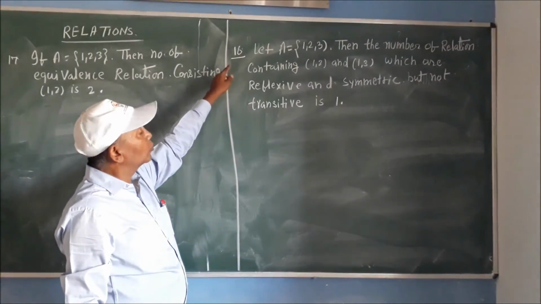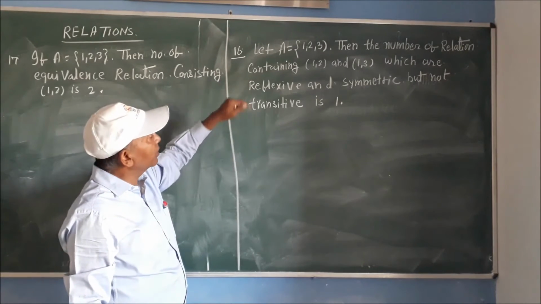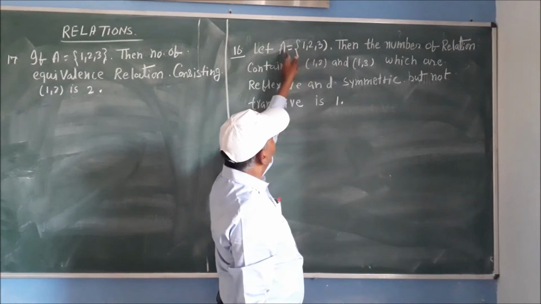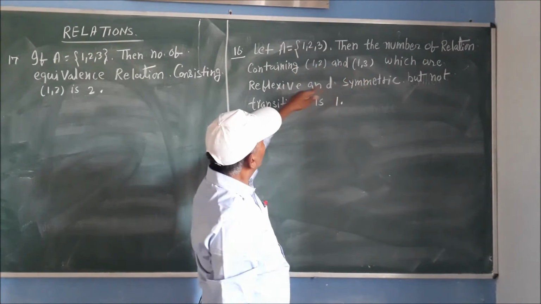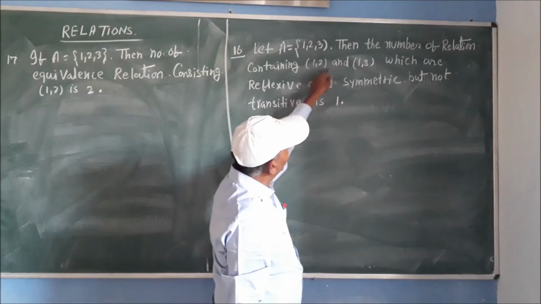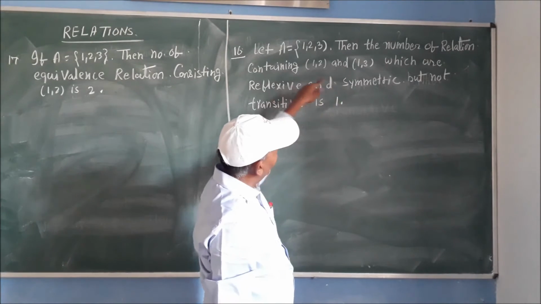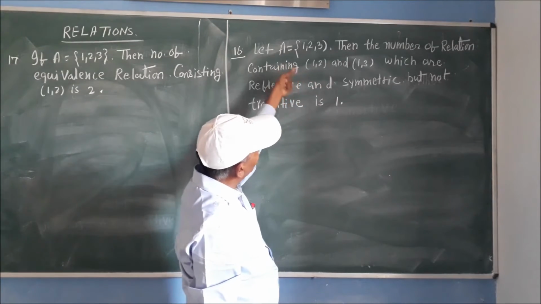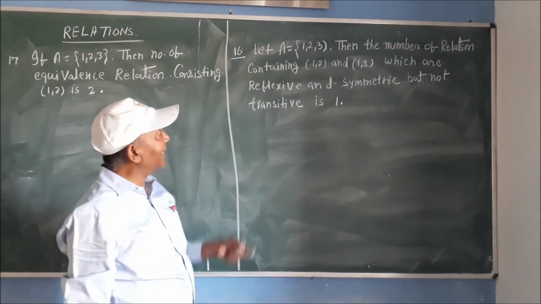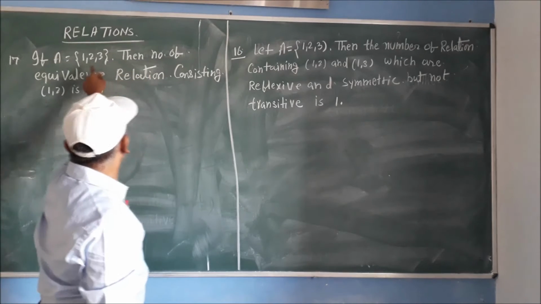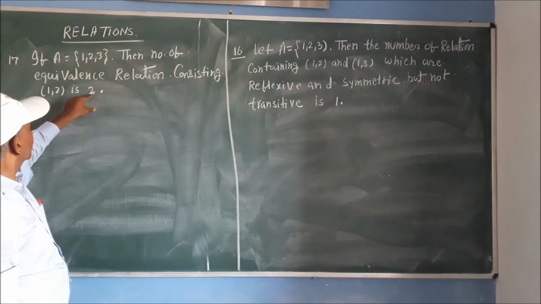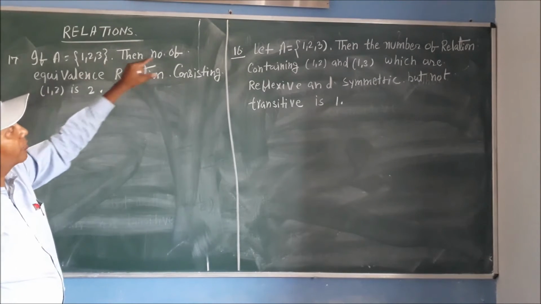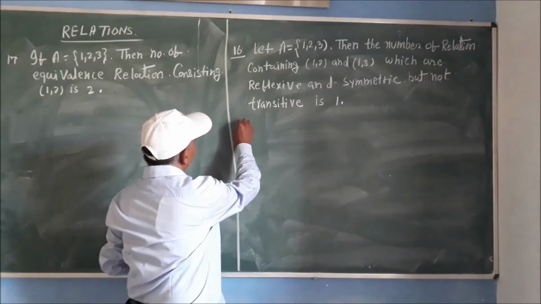Here, students, are two questions for you. First is question number 16. Let A = {1, 2, 3}. Then the number of relations containing (1,2) and (1,3) which are reflexive and symmetric but not transitive is 1. You can prepare a maximum of 1 relation. The same question is also here, with the same set, but here the question asks how many equivalence relations can be made from this set.